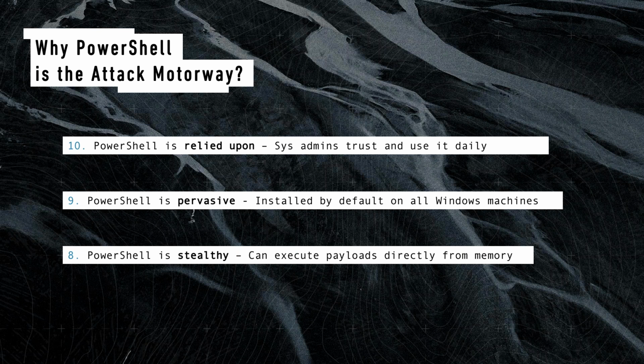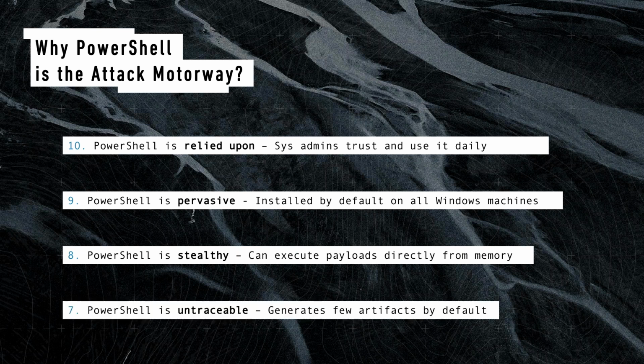and things like that. And this actually leads into number 7, which is PowerShell is untraceable. It generates very few artifacts. So not only can it attack without dropping anything on the disk, this means that forensics is very difficult. It's difficult to trace the steps that the adversary took and understand exactly how they got into the environment, understand exactly how much they've infiltrated the network and the extent of the damage they may have caused.